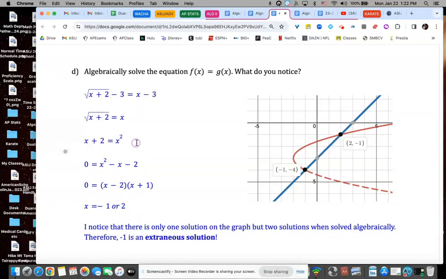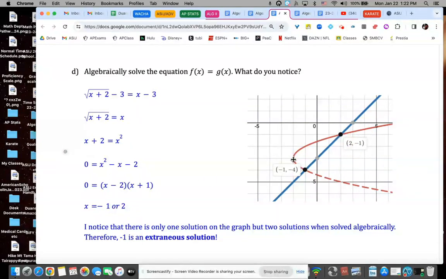So subtract x, subtract 2, you get a quadratic. Usually you can factor it, but maybe you have to use the quadratic formula. Then you get 2 and -1 as possible solutions. Now I'm saying possible solutions because they're not both valid. If I look at my graph, we see that 2 was one of my solutions. That was actually a good solution.